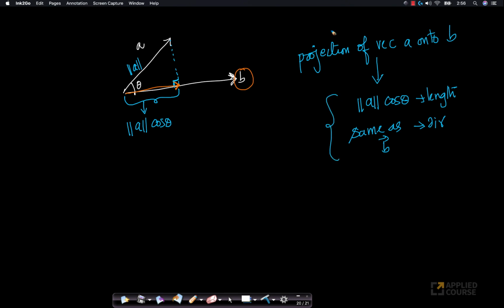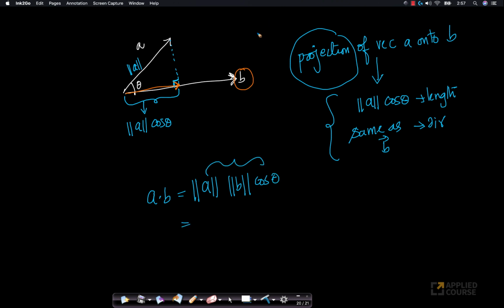So projection is also an important concept, because now look at this. I can write my dot product A dot B. What is A dot B? A dot B is nothing but A into B cos theta. Now I know that I can write A cos theta as the projection of vector A onto vector B. Some books write it as projection AB, some books write it as projection BA. Both of them are okay. So in this video, we'll write it as the projection of vector A onto vector B.